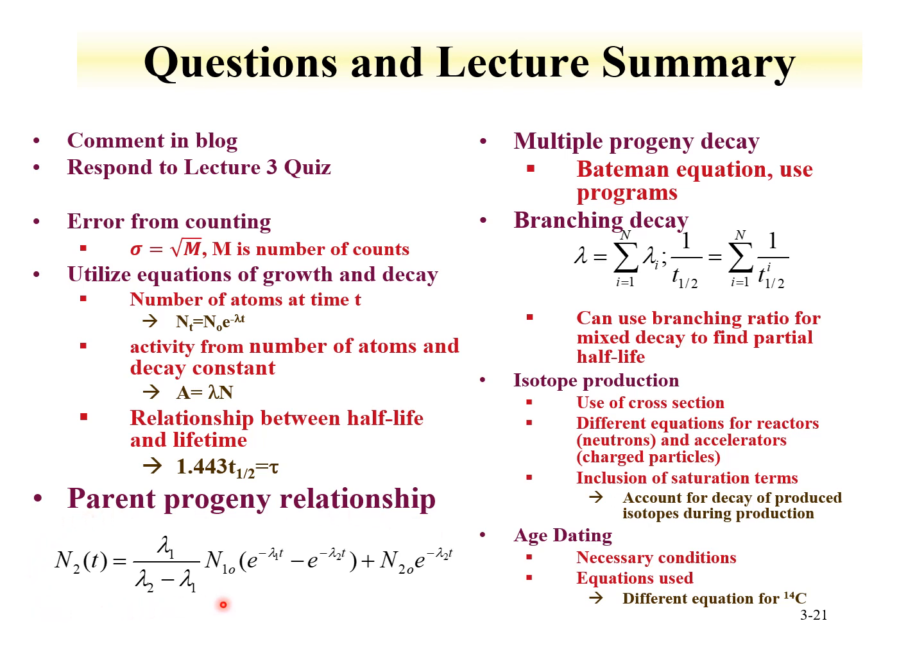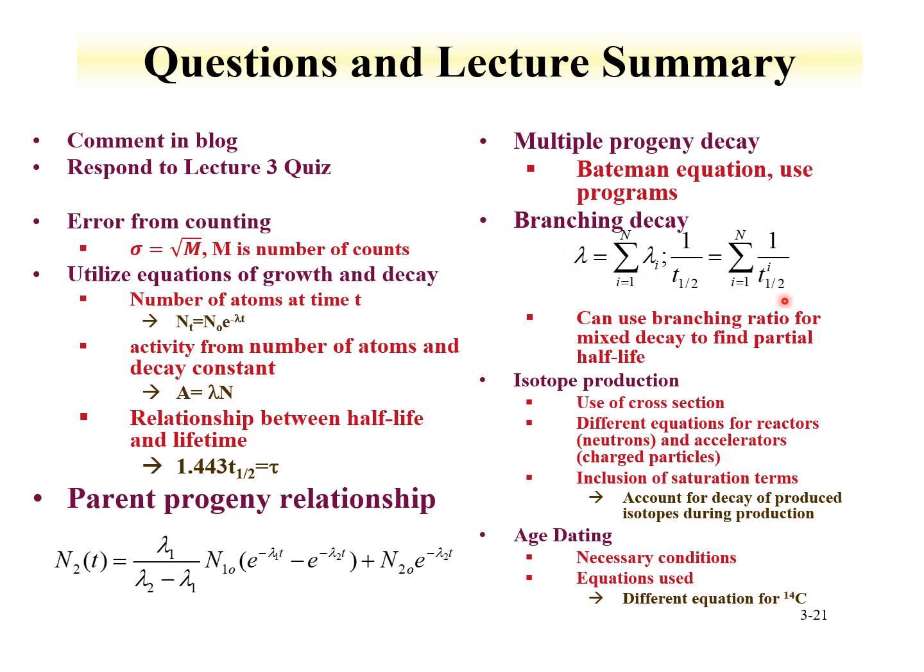The full equation for the parent-progeny relationship is provided here, where the progeny atoms at a given time are a function of the amount of initial parent and any initial progeny present. Relationships were also presented that can simplify this equation based upon the half-lives of the parent and the progeny. You should be able to do calculations for multiple progeny using programs and understand that the Bateman equation is used to do multiple progeny. However, you will not be asked to calculate the Bateman equation or develop programs or spreadsheets for doing the Bateman equation.